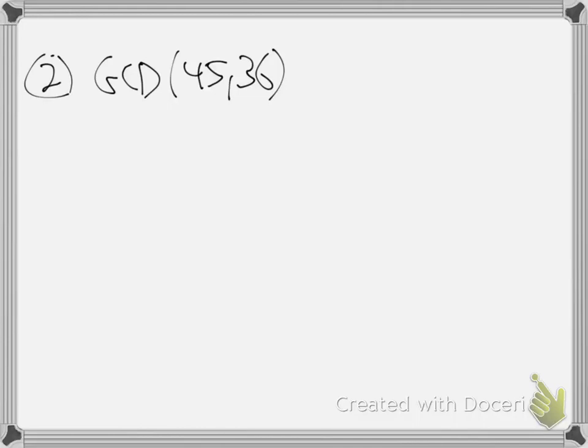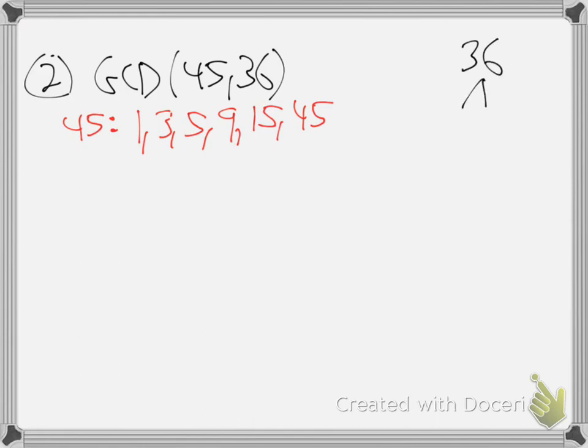We'll try one of those. 45 and 36. So try the same thing. List out everything that goes into 45. List out everything that goes into 36. And then take the intersection of the sets. Find out what's in both lists. 1, 3, 5, 9, 15, 45. So we've already got the 45 done. We did it a minute ago. And we did 36 actually a couple minutes ago as well, didn't we?